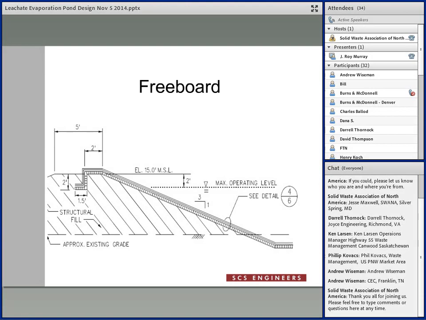So when we're designing the ponds, we look at several things, and one of them is how much storage do we need, and then you want to make sure that we have enough of a freeboard that we can contain a rainfall event or a sudden catastrophic type of event, rainfall event.